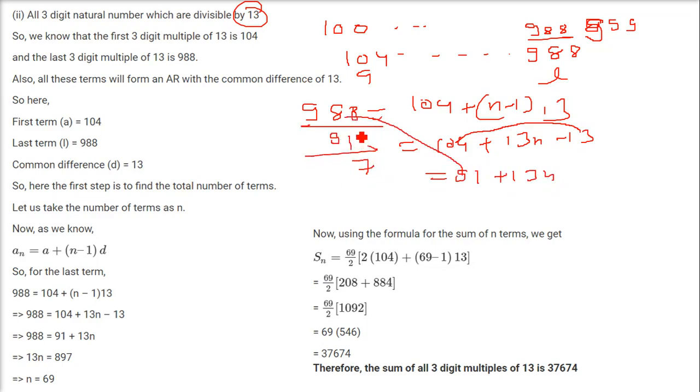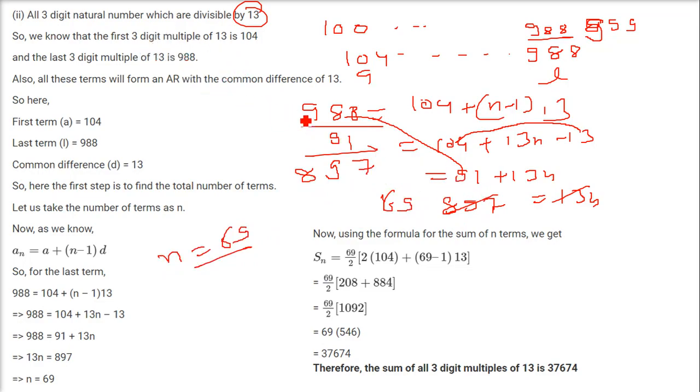So 13n equals 988 minus 91. 18 minus 9 is 9, and this is 8, so 897 equals 13n. So 13 divides this 897 by 69. So n is 69. n is also known. Now let us come to the sum.